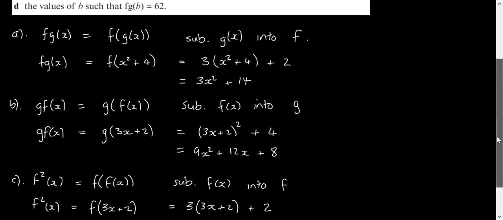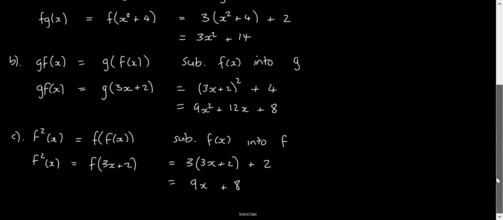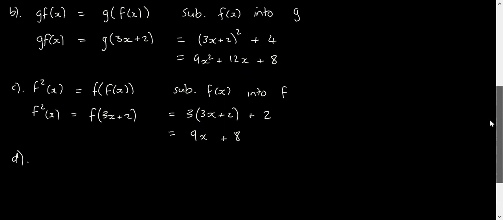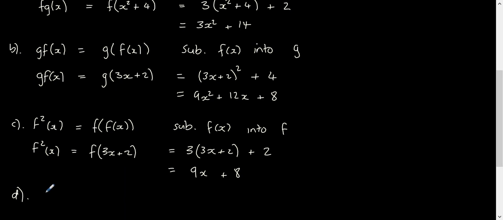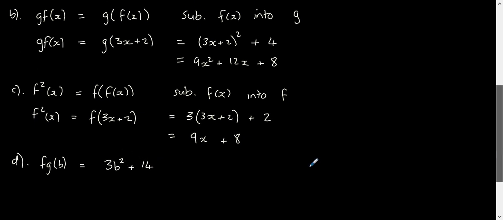So for part D, find the values of b such that fg of b equals 62. So first thing to do really is write down what fg of b is. So fg of b is where we take b and substitute into fg of x. So we'll have, instead of 3x squared plus 14, which was our fg of x, we'll have 3b squared plus 14. And we're told that this is equal to 62. That's given to us in the question.